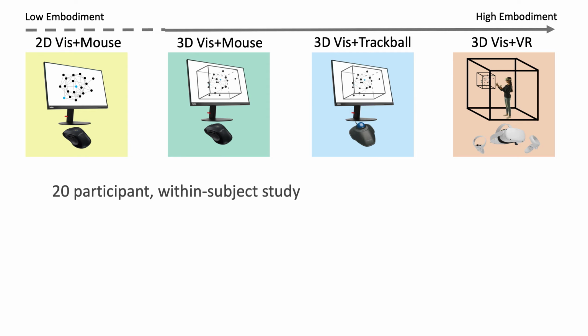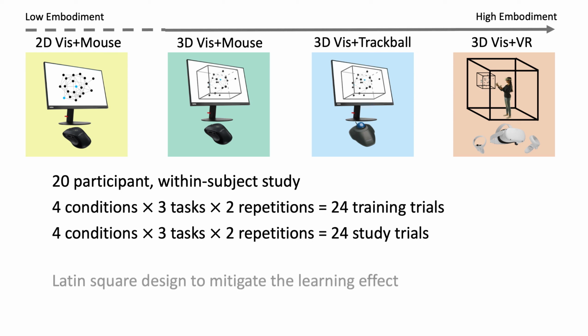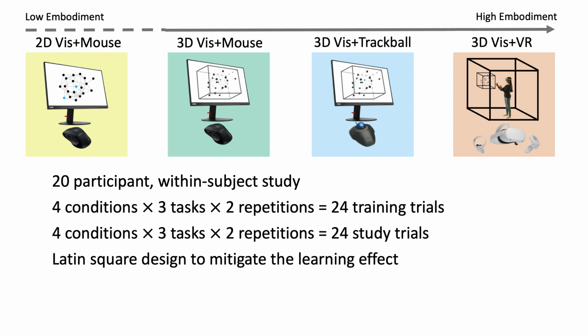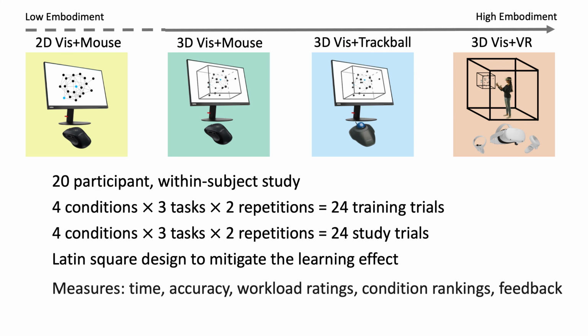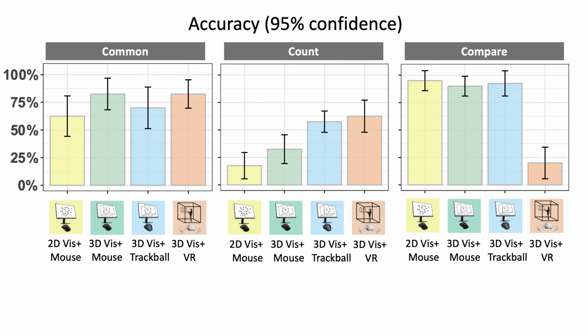We recruited 20 participants who completed 24 training and 24 study trials. We used a Latin square design to mitigate learning effects. We recorded time, accuracy, workload ratings, rankings, and feedback on each condition, and participants spent roughly 2 hours in the study. Let's now look at some of the results, and please refer to the paper for full details.